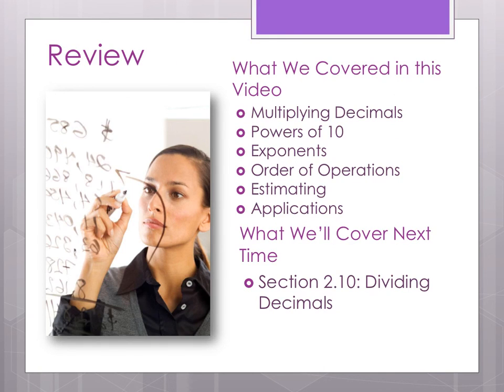So that's everything for this section 2.9. We learned how to multiply decimals by lining them up at the right and then moving in our decimal correctly. We learned how to quickly multiply by powers of 10, both greater than or less than 1. We reviewed some exponent rules and the order of operations with decimals. Then we did some practice with estimating and multiplication, and we were able to put that into practice with an application problem. In our next video, we'll cover section 2.10, dividing decimals.